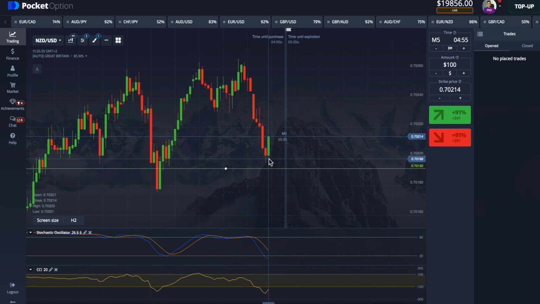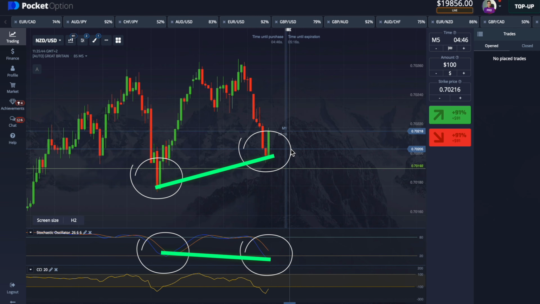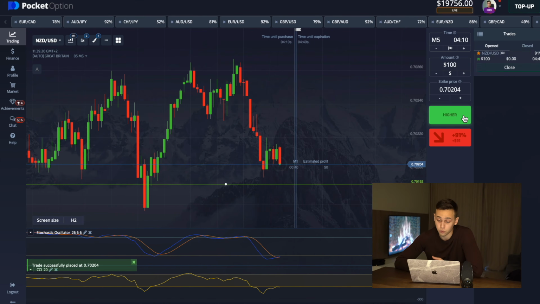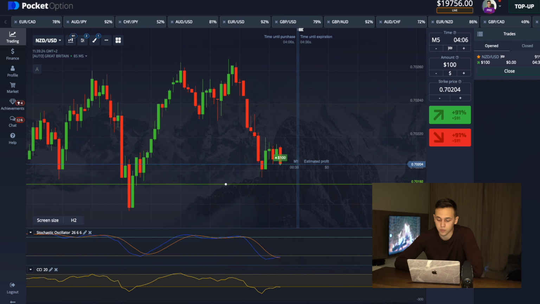Second, if we look at our stochastic, we see a divergence. This stretch being higher on the chart than the first one, while stochastic shows the opposite thing. The market has been oversold for quite a while, so at this point I'm just waiting for a perfect entry point, and having found one, I buy a 5-minute call option.